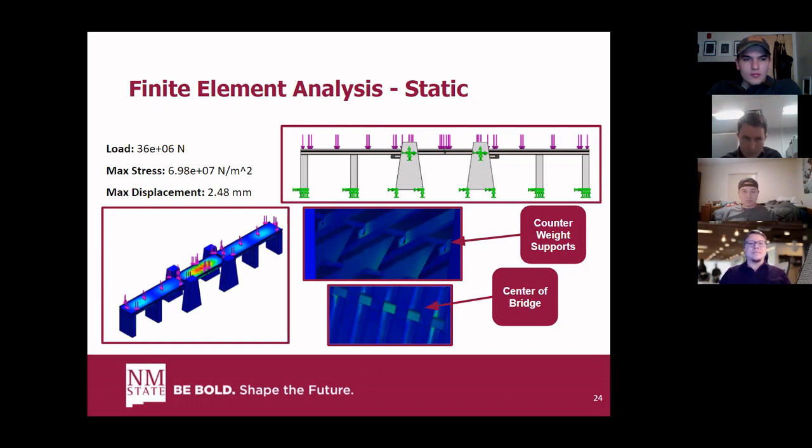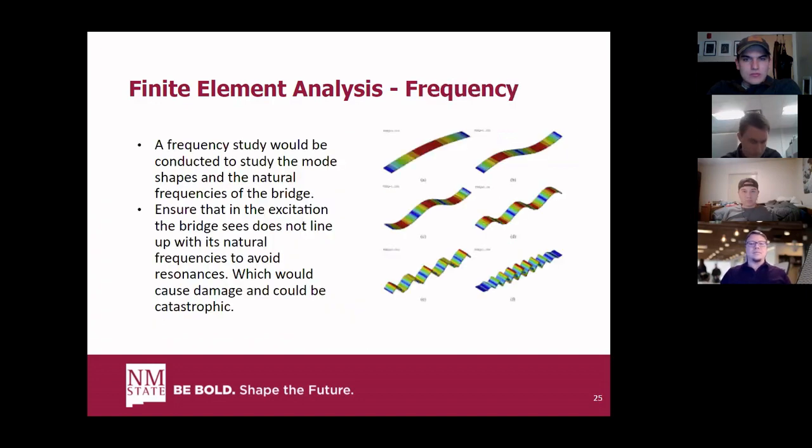If we go to the next slide, in our iterative design process, we would also go through a frequency analysis, where we would run through essentially the same setup, but we would generate natural frequencies and mode shapes. We would then compare those to excitation frequencies that our bridge might see, earthquakes, hurricanes, and ensure that our natural frequencies are not lining up with any of those excitation frequencies to avoid the resonance phenomenon, which can cause damage and essentially catastrophic failure to our bridge.